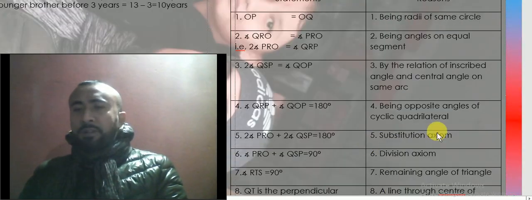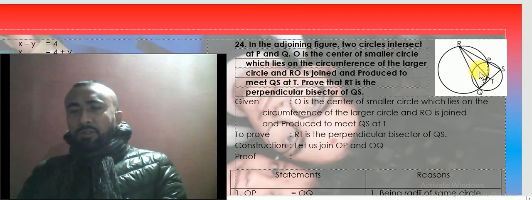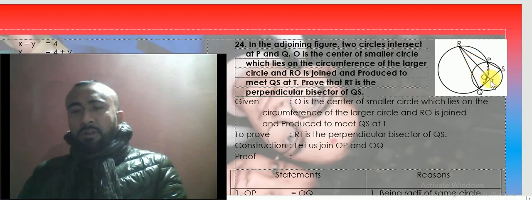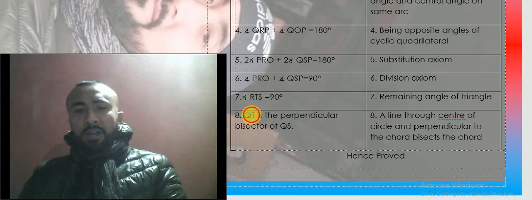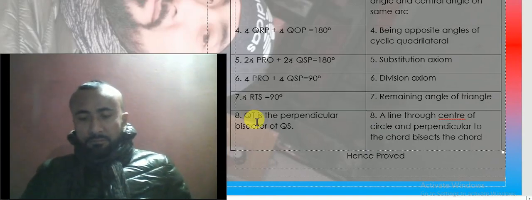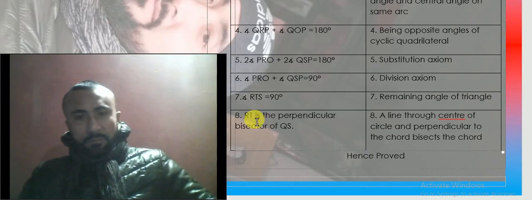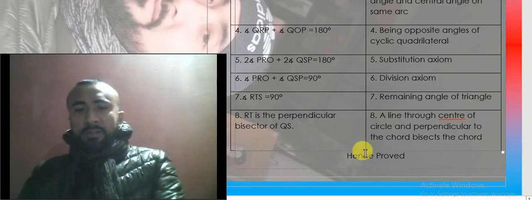And lastly, in a circle, a line through the center of the circle and perpendicular to the chord bisects the chord. So we can say RT is the perpendicular bisector of QS.